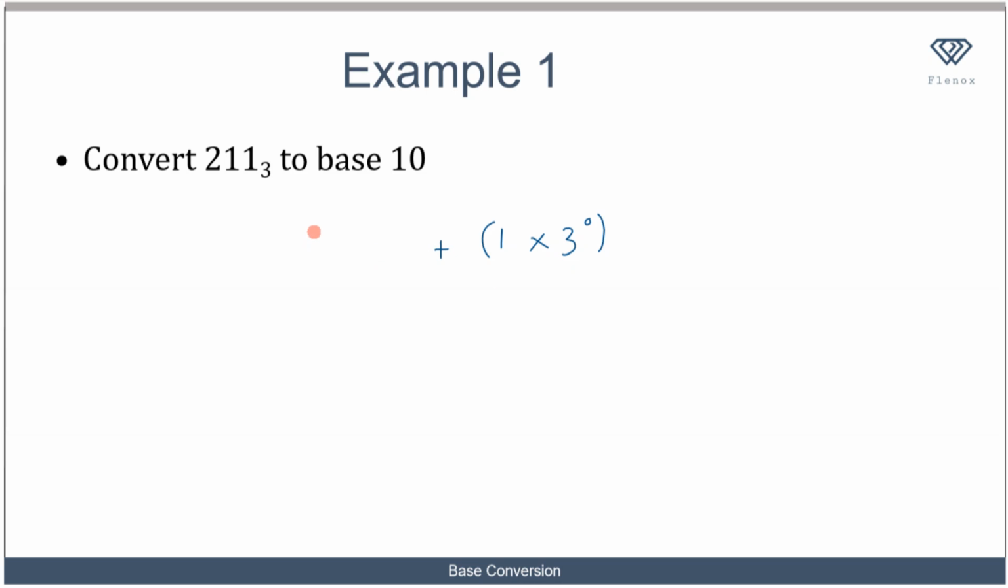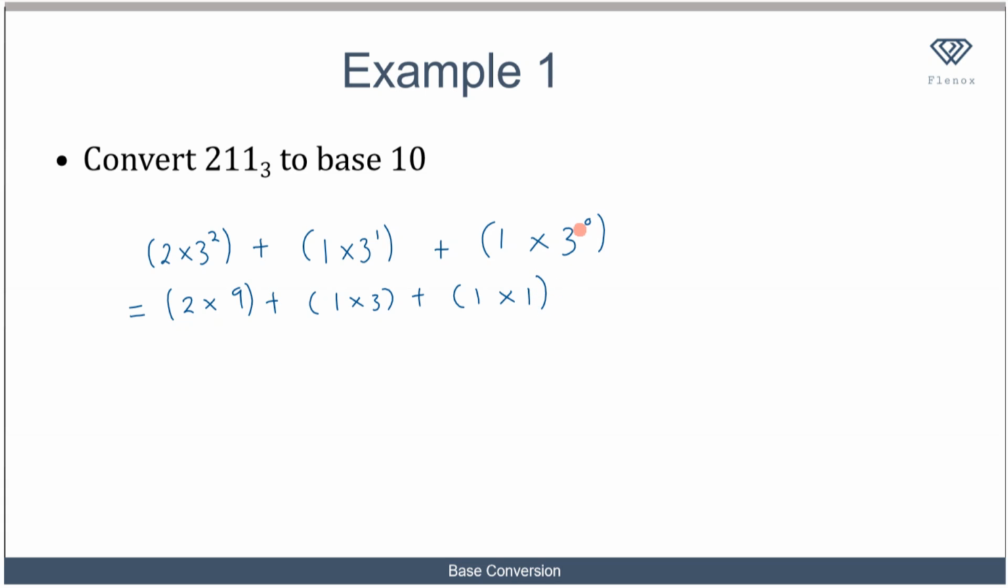Then we move on to the next digit, which is 1, multiply by the base to the power of 1, and move on to the last number in this case, which is 2, multiply by 3 to the power of 2. So what will this result in? This is 2 times 3 squared, which is 9, then plus 1 times 3 plus 1 times 1.